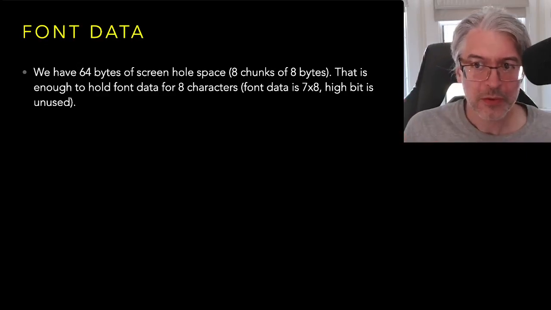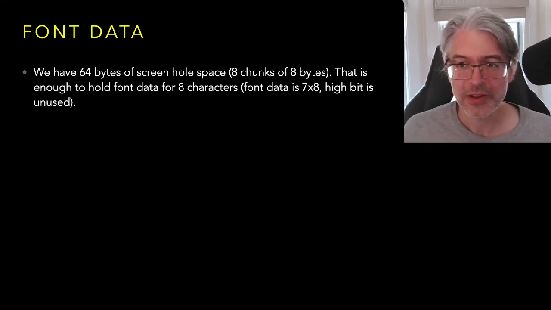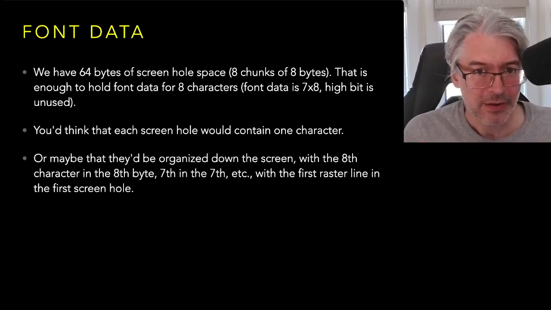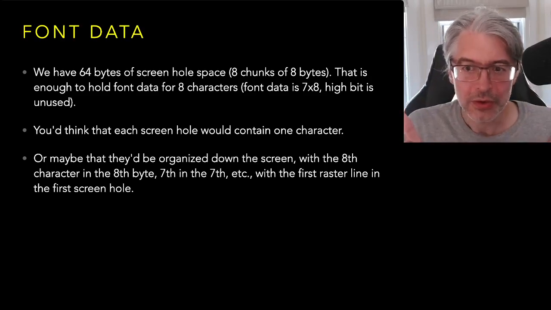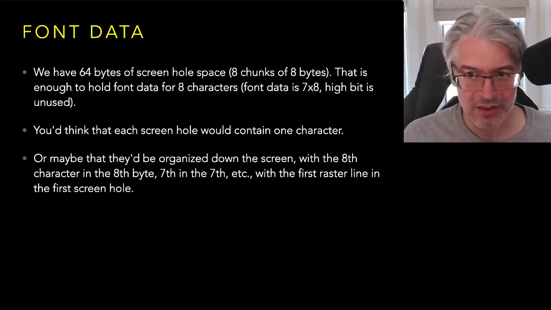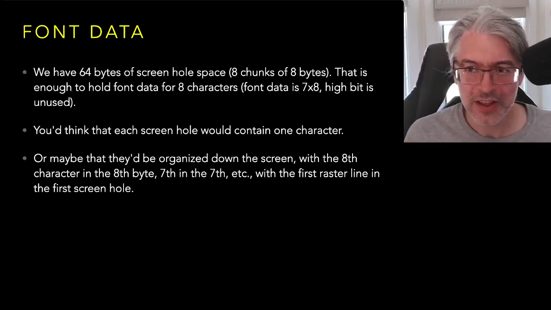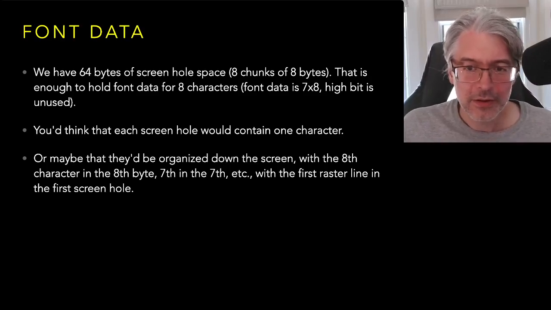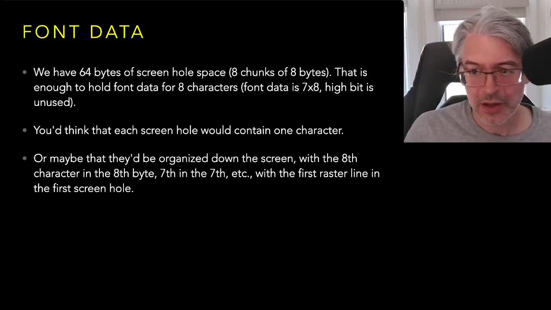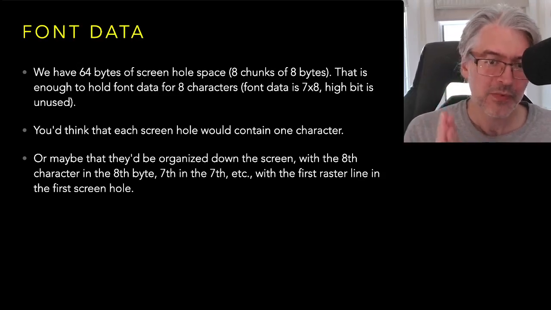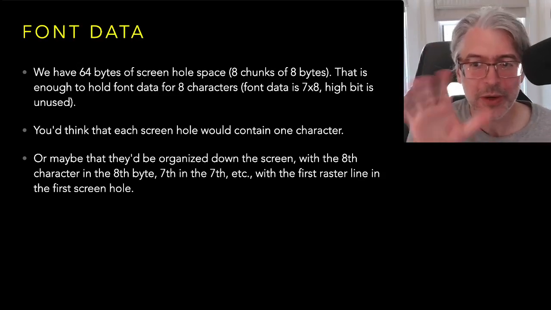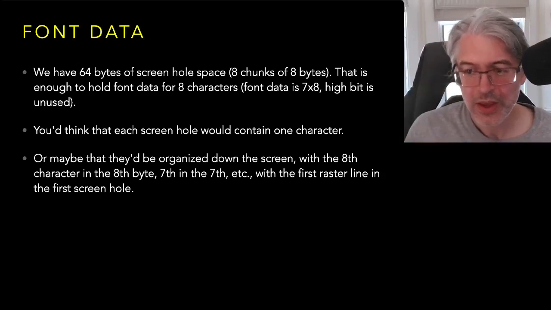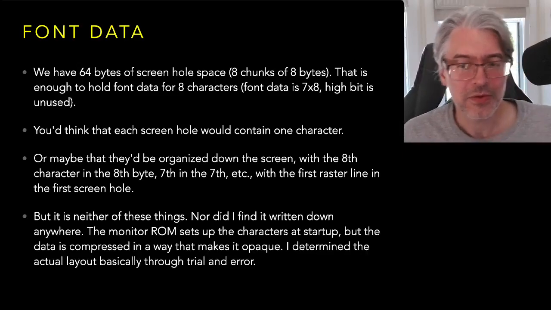Fonts are 7 by 8, right? And again, we throw away the high bit, so it's 7 across, 8 down. You would think a sensible way to do this would be that each screen hole would contain the data for one character. That's 8 bytes long. Font data is 8 bytes tall. Or, failing that, that they would be organized down the screen. So the 8th byte of each screen hole is the data for the 8th character, 7th byte is the data for the 7th, and so forth. That would make sense. It is neither of these things.